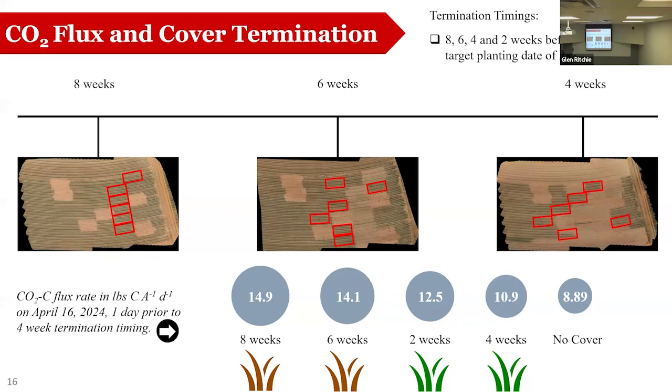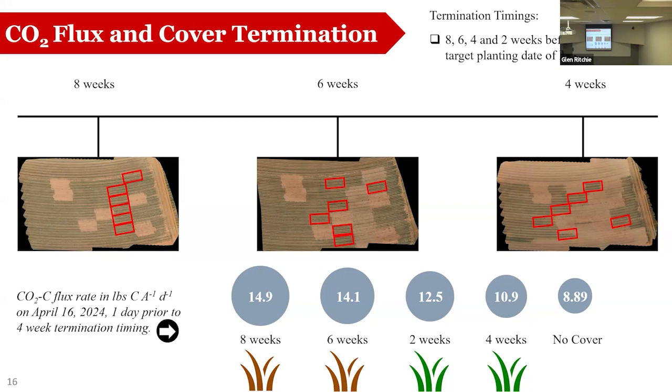And I take my greenhouse gas measurements the day before we terminate. So this data is going to represent the 4-week plots before termination. So our previously terminated plots of 8 and 6 weeks, they're right around an emission rate of 14 pounds of carbon per acre per day.